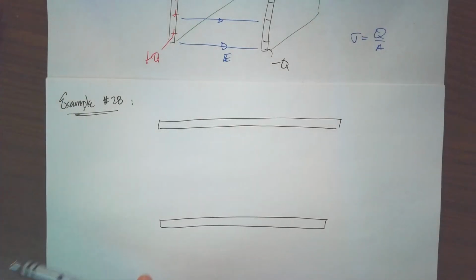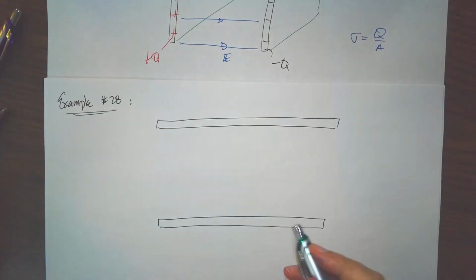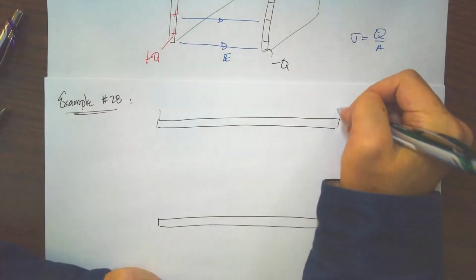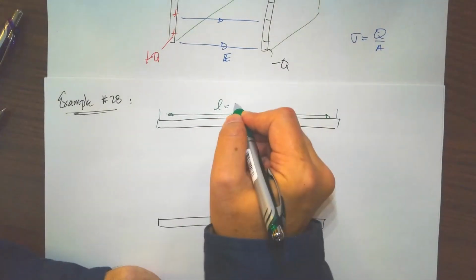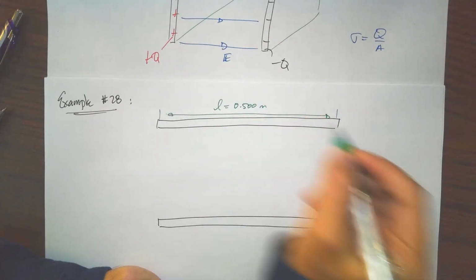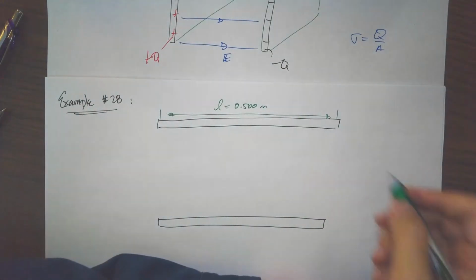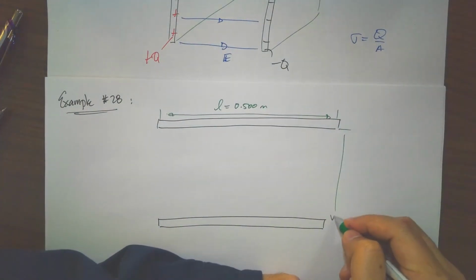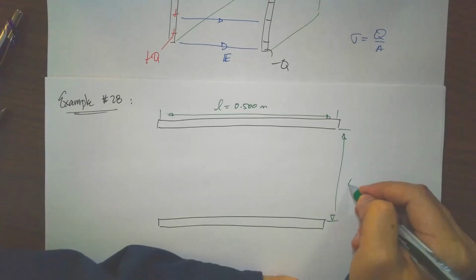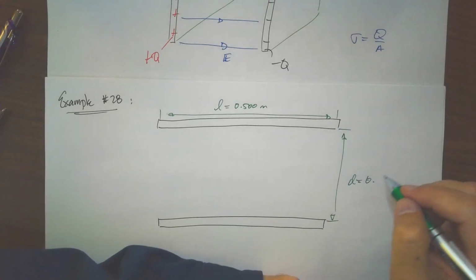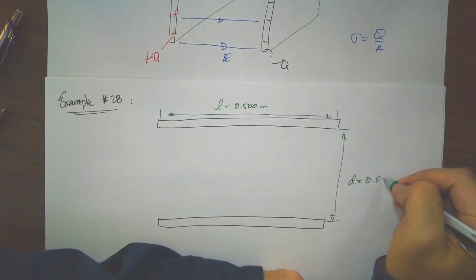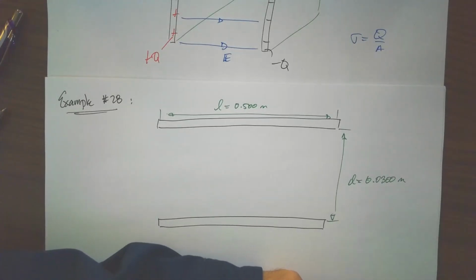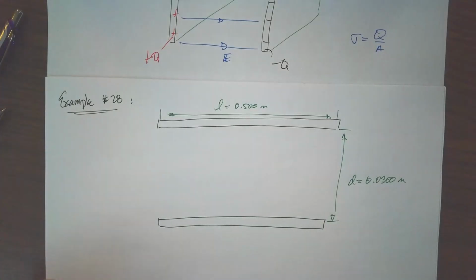So there's our plates. And in the picture, what they give us is the length of the plates, which they said was ½ meter. And then there's the separation between the plates. They said that was 3 centimeters. Okay. So make it into SI units.